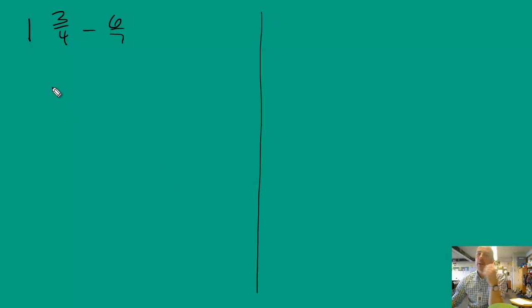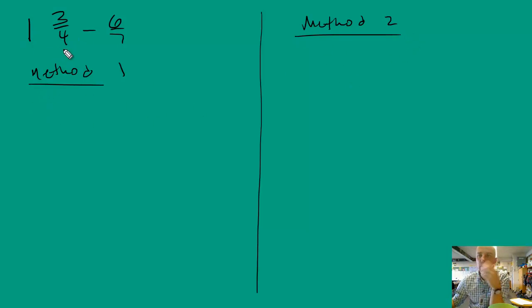So problem 2, 1 3/4. We're going to subtract out 6/7. Okay. Two different methods that we can use here. Method 1, method 2. And on this one, we're taking the 6/7 from the 1. We're just going to do it that way. I'm going to draw a number line. I want you to be drawing number lines so that you can get a great visual of what's going on.